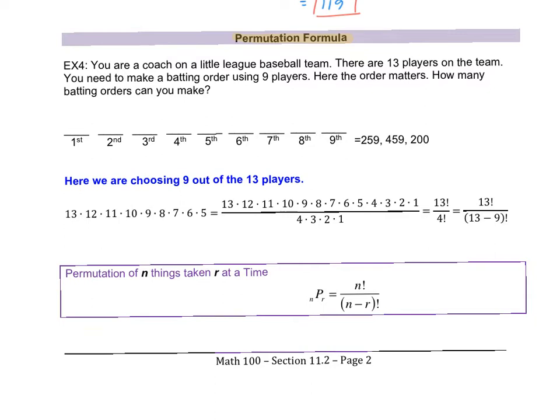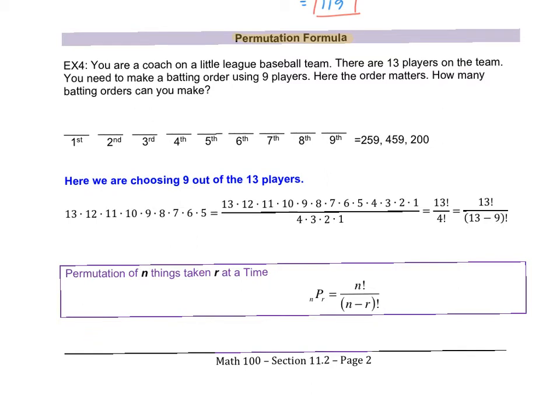Example 4: you're a coach on a Little League baseball team. There are 13 players on the team. You need to make a batting order using 9 players. Of course, the order matters in a batting order. So how many batting orders can you make? Okay, so I have a group of 13 players. So my group is my team. However, I'm not looking at how many ways I can rearrange those 13 players. When I'm making my batting order, I can only choose 9 of the players for my batting order. So I'm not rearranging the whole team.